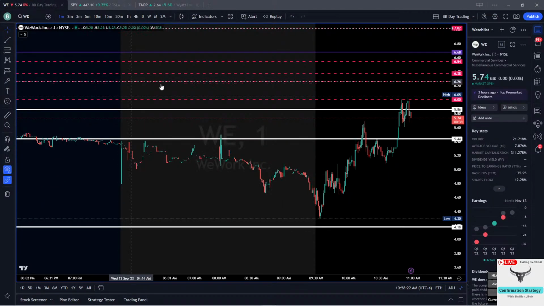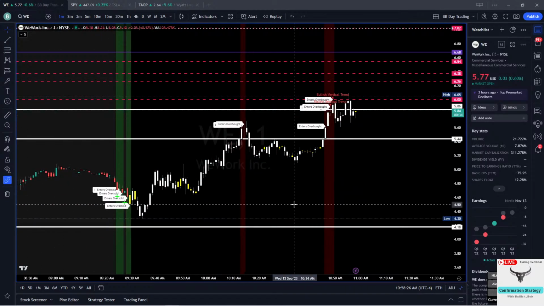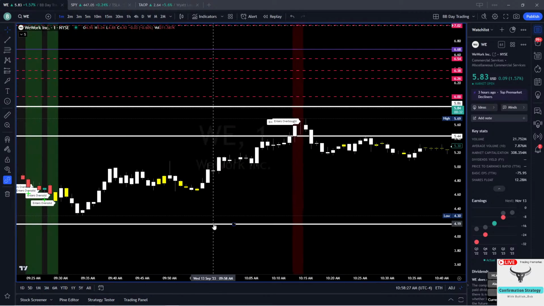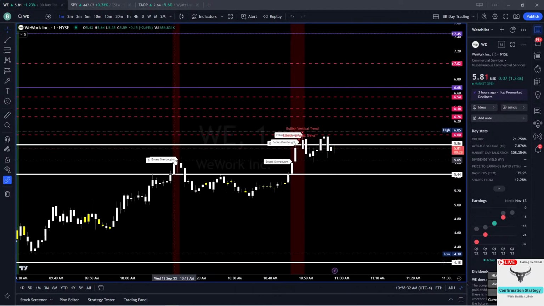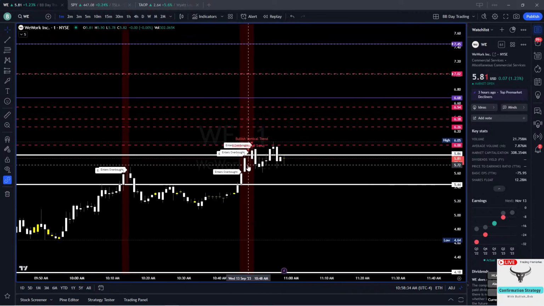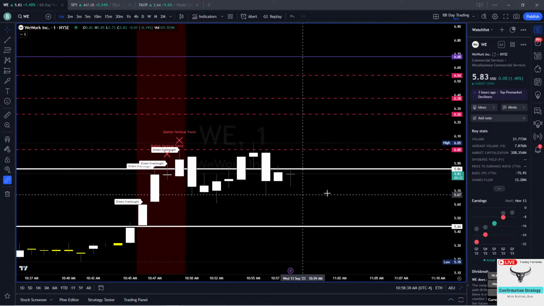So let's take a look at this one. What's going on here? Let's turn on the indicator, see if it shows us anything. Yeah, it shows us a little bit. Enters oversold over here, and we got a little bounce from there so far. Enters overbought, little retrace. Enters overbought again with a bullish vertical trend. So we've got some indicators here letting us know that this is dangerous.